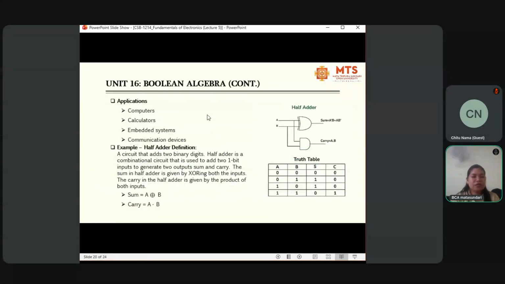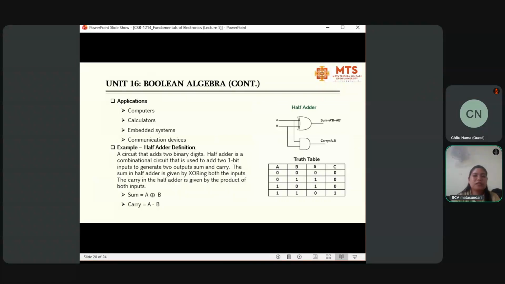Next, applications of Boolean algebra in digital circuits. Applications include computers, calculators, embedded systems, communication devices. For example, the half adder. Here we have given the half adder as an example. This is a truth table. You see sum is A dash B plus A B dash and carry is A B. This is a circuit that adds two binary digits.